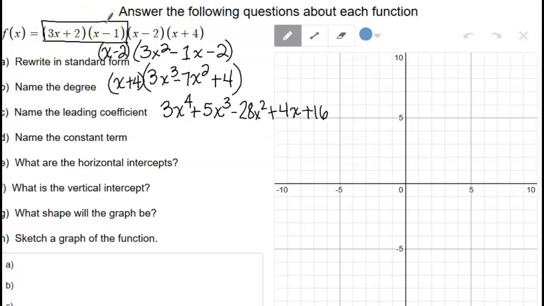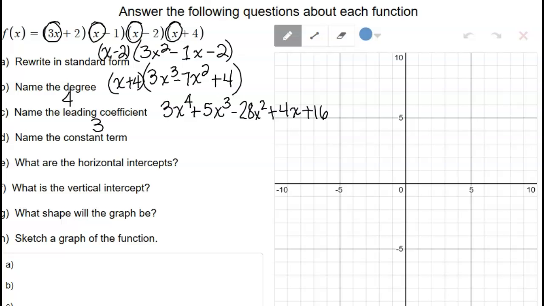So again, name the degree. You can either count that from how many x's are in the factored form, so 1, 2, 3, 4, or you can look at the exponent here. So the degree is 4. The leading coefficient, again, if you want to multiply all of the x values here together, that would give you your leading coefficient, or you can look at standard form and it's right here.